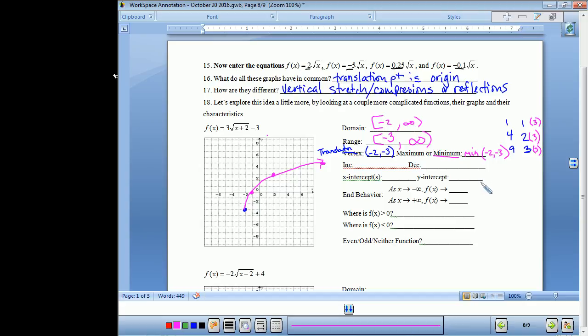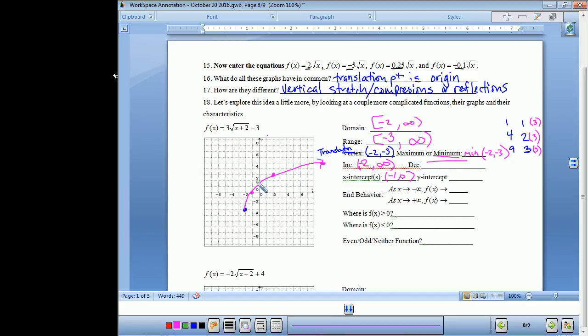Now with square root functions, not all radical functions, but with square root functions, they're either going to be increasing or decreasing. This one's increasing. So it increases from -2 to infinity, and we could use a bracket or a parenthesis here. And it doesn't decrease at all. So it doesn't matter if it's bracket or parentheses. I have that single x-intercept at -1, 0.